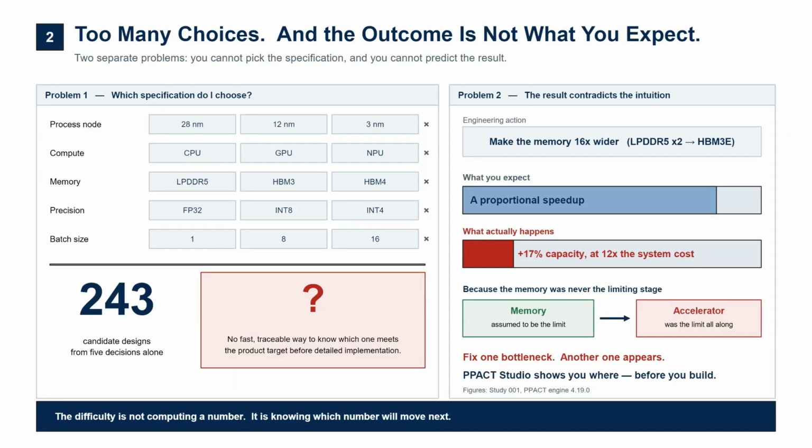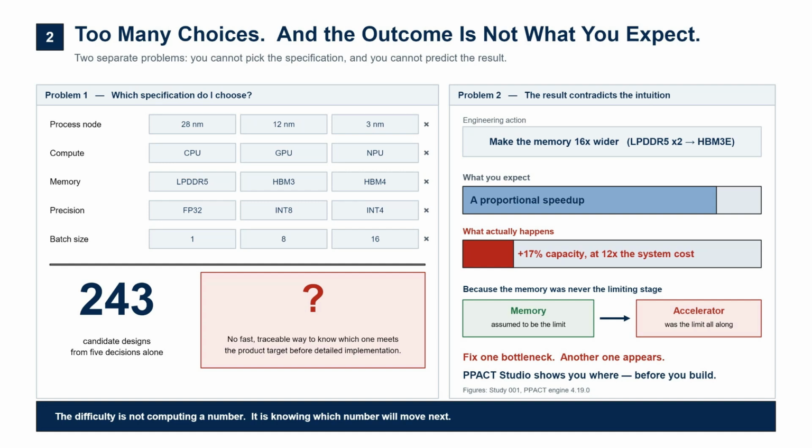Architecture exploration becomes difficult very quickly, even with only 5 decisions: process node, compute architecture, memory, precision, and batch size. We already have hundreds of possible combinations. But the harder problem is not simply the number of choices. The system-level result can be counterintuitive.